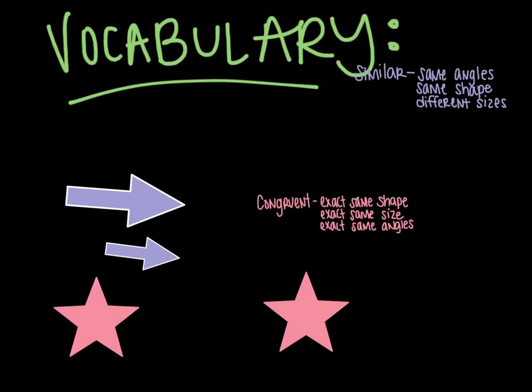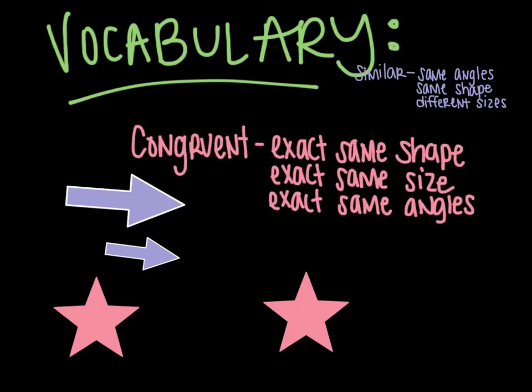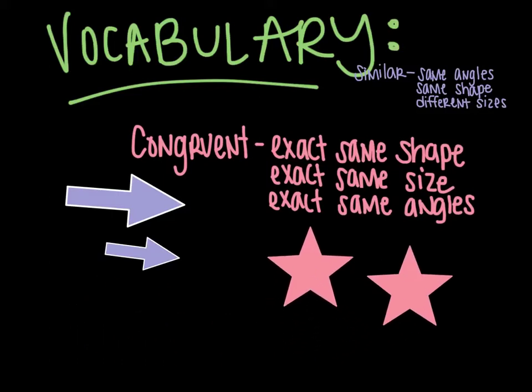Next one, congruent means the exact same shape, the exact same size, and the exact same angles. In other words, it is a clone, and that's what's represented here by these stars. If I put them one on top of each other, they are the same thing. Doesn't matter if one turns at all. It is identical, same shape, same size.